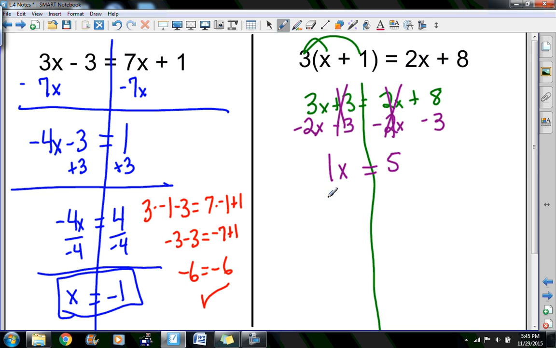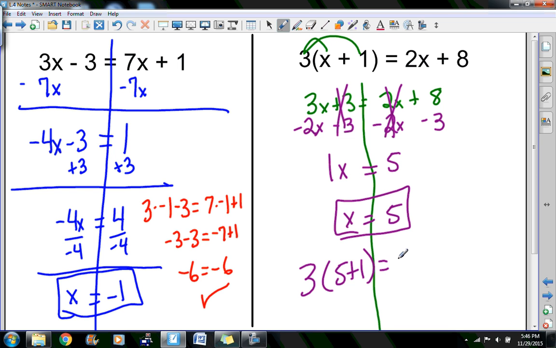Well, now I don't have to divide because x is equal to positive 5. So my check here, 3 parentheses 5 plus 1 is equal to 2 times 5 plus 8. This is 18. That's 10. So I get 18 is equal to 18. So make sure you bring those two in to me. I'm hoping that you got them right on the first try, but I can help you work through them if you need help.